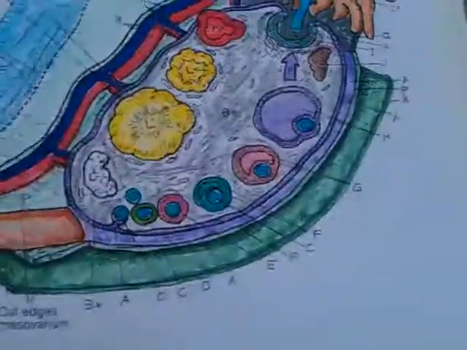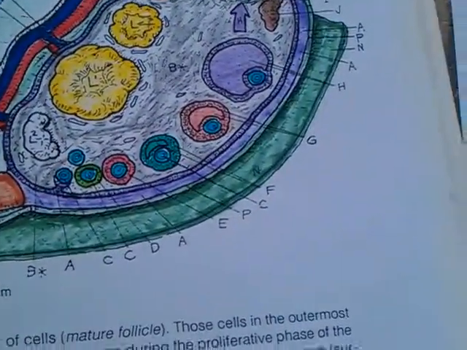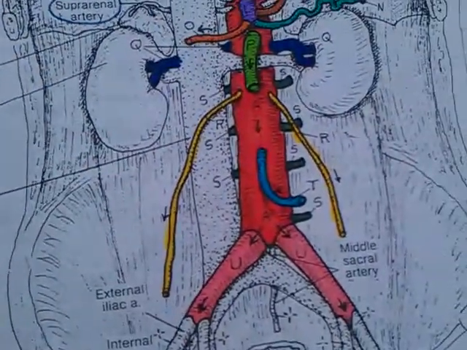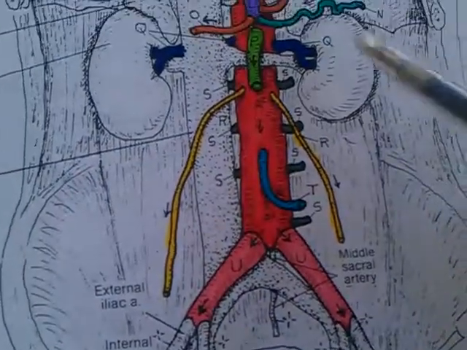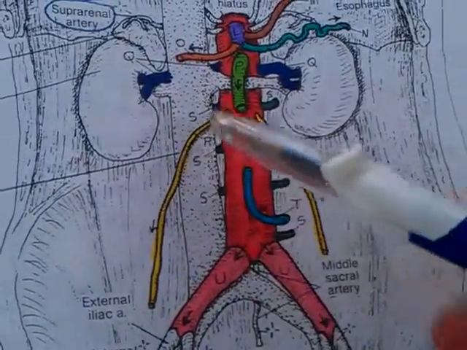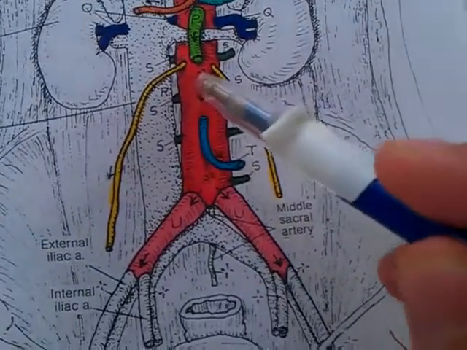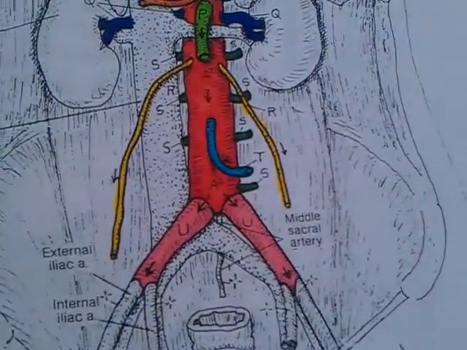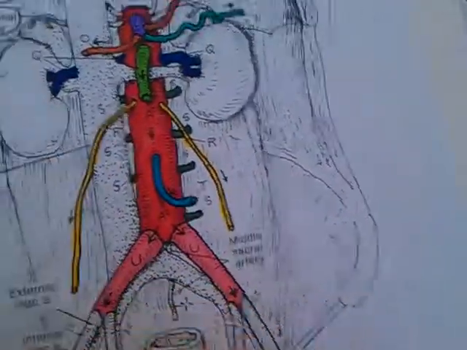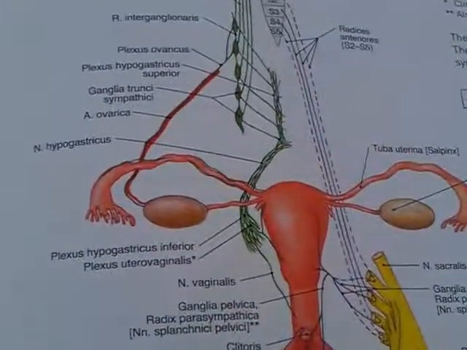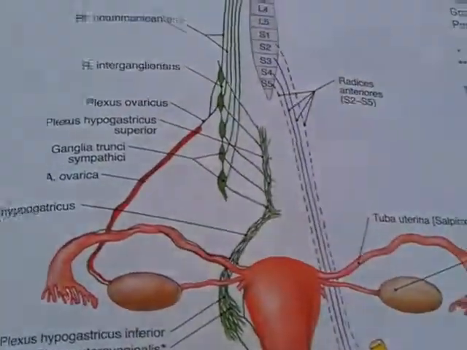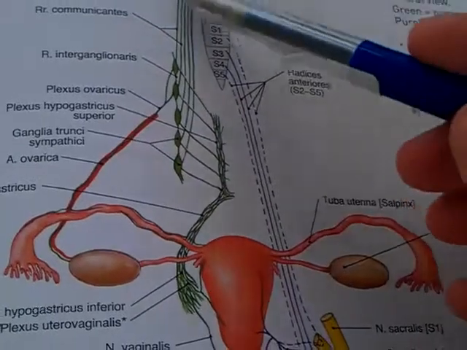The blood supply of the ovary is the ovarian artery in yellow. This is the ovarian artery arising from the abdominal aorta. And the nerve supply is by the ovarian plexus, which is here.